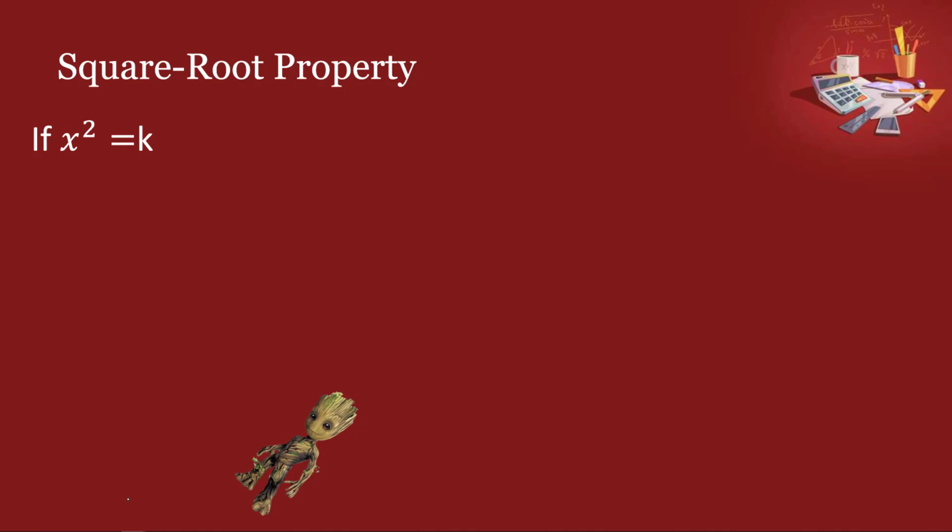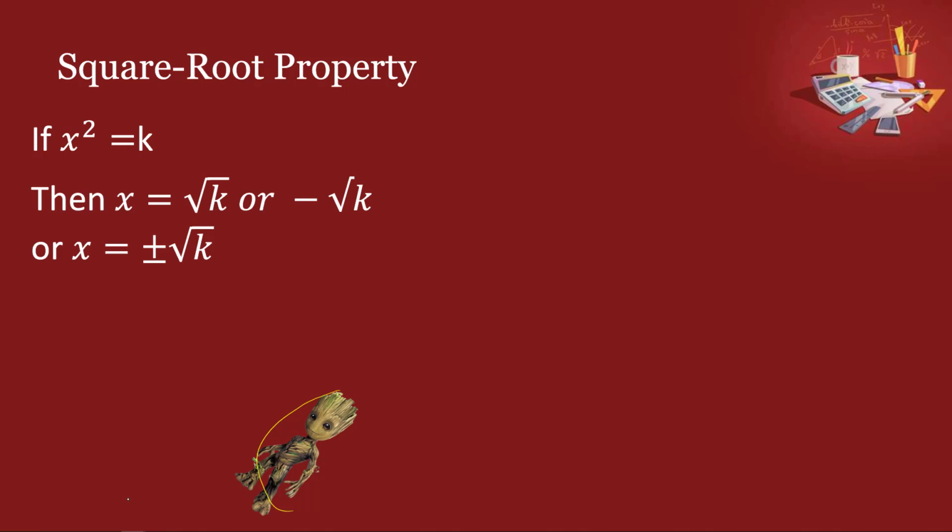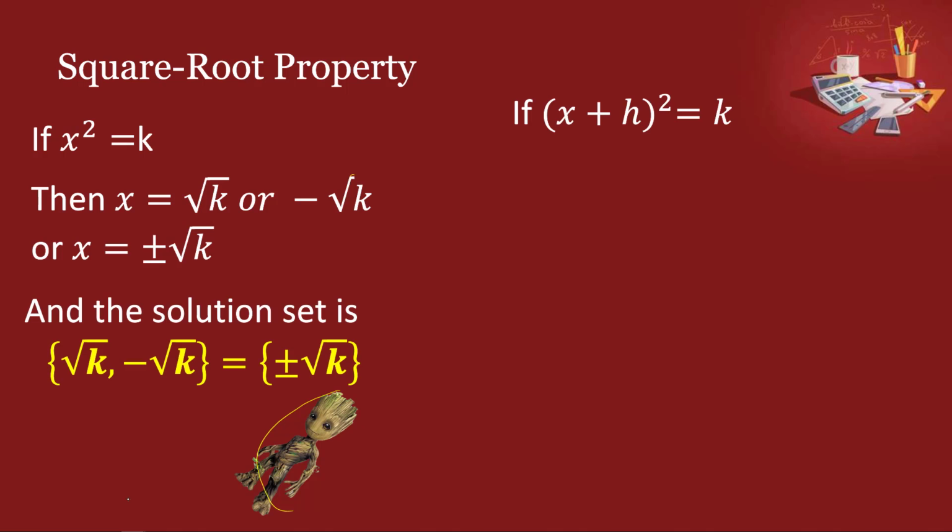Okay, the next property is what we call the square root property, and it works as follows. If you actually had the relationship x squared is equal to k, then the solutions to that are going to be x is equal to the square root of k, or x is equal to negative square root of k. Why? Well, because the negative square root of k squared is, well, x squared. Or we can write it as x is equal to plus or minus the square root of k. If that's the case, then our solution set would look like this, plus or minus the square root of k.